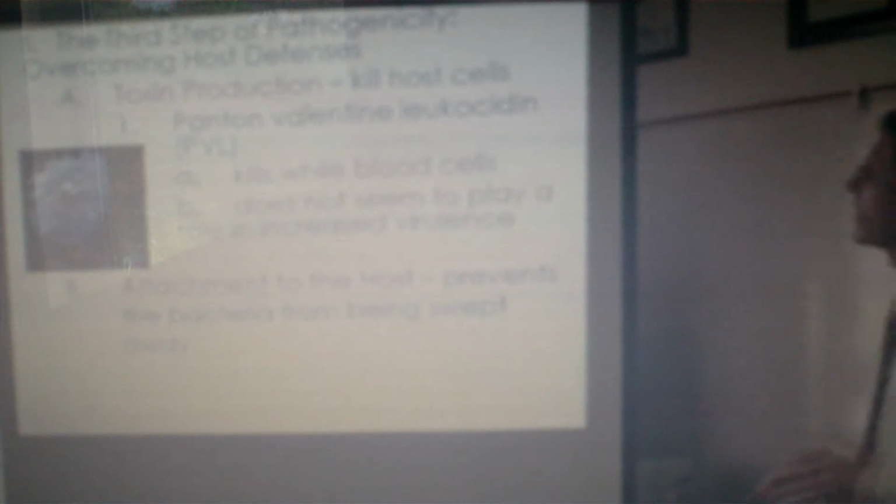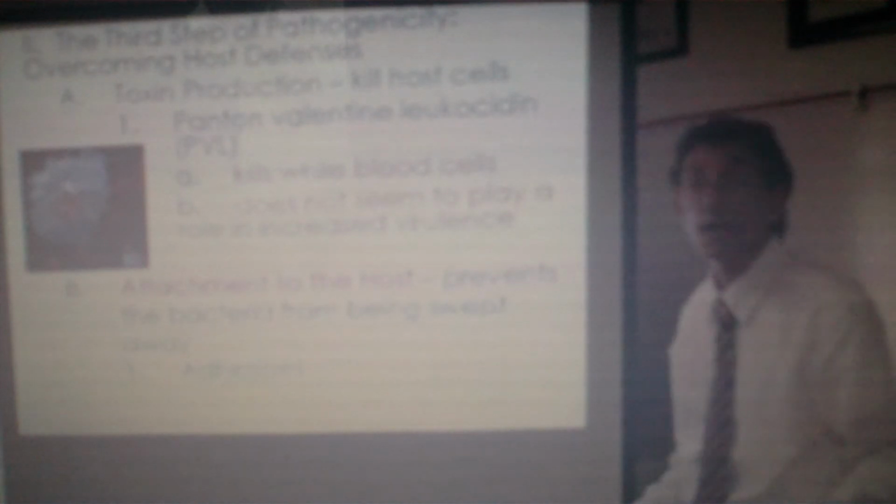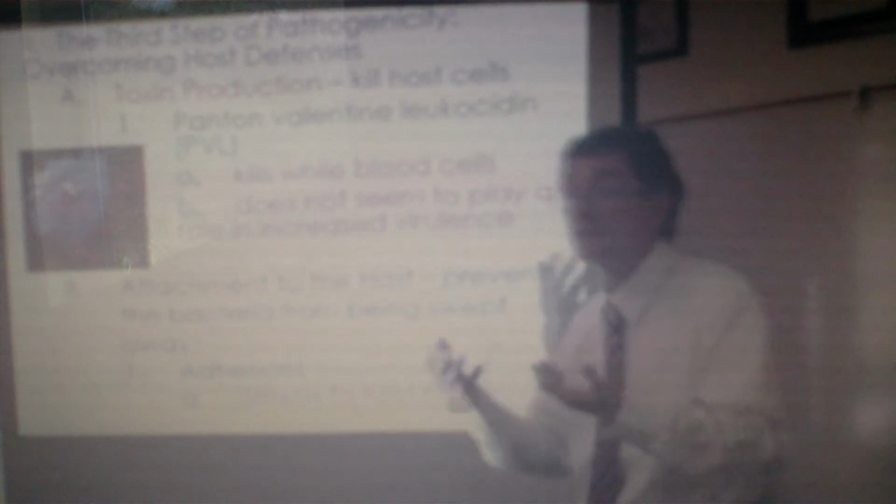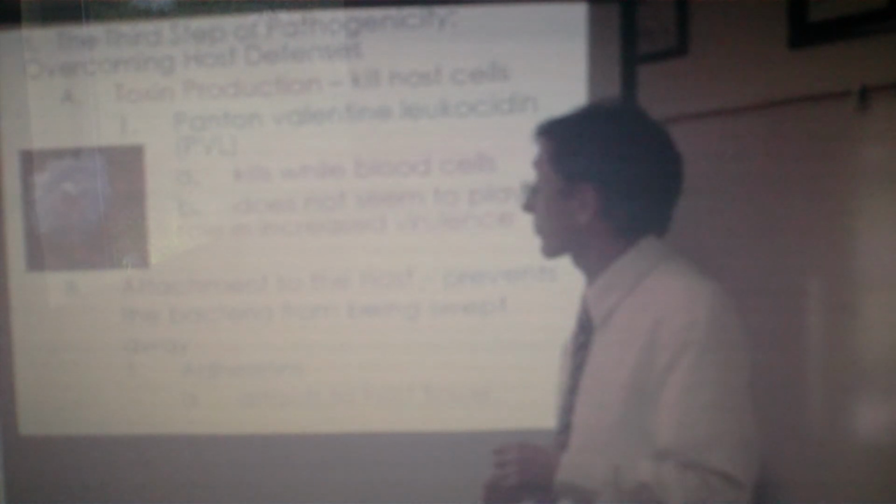Another one, overcoming the host defenses, is being able to attach. We know the host tries to rinse microbes away through mucus or saliva or tears or urine. And so the microbe has a way of attaching. This will aid in the pathogenesis. And it's thought that the methicillin-resistant Staph aureus produces various types of adhesins. And these adhesins will allow the microbe to attach to host tissues. So these adhesins, like the idea of adhesive tape, allow the microbe to stick to something different. Rather than being cohesive, it's adhesive. And these may also contribute to the virulence, or the ability of the microbe to cause disease.